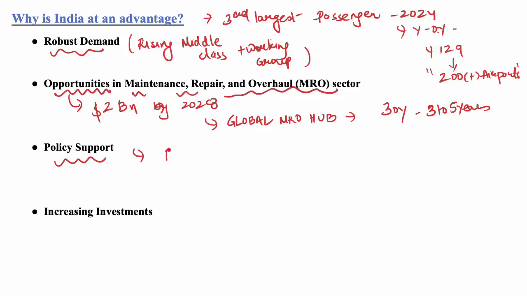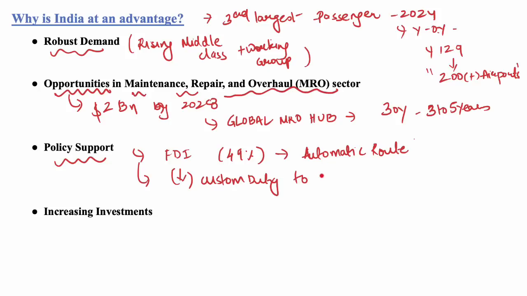Now, what has been done in recent times is that the FDI limit has been increased, and now FDI up to a level of 49% is allowed under the automatic route. Secondly, the government has also lowered the customs duty to 0% on components or parts that include engines, and on manufacturing of aircraft by the public sector units, etc.